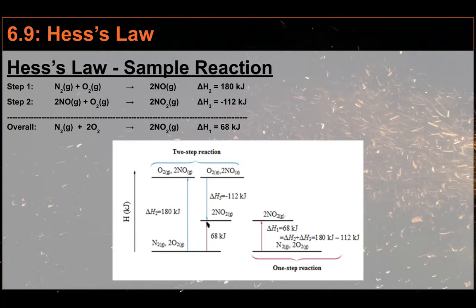Okay, so first step, second step, notice that there is a difference here between the two. So if you've been following along, the difference in this case is going to represent the overall delta H of our reaction, okay? So we go up 180, we go down negative 112. So overall, when we add those two together, we end up with the difference, which is 68 kilojoules, okay? So this is the overall delta H for the reaction, which is going to be delta H2 plus delta H3, and we just put those together and we end up with 68 kilojoules.